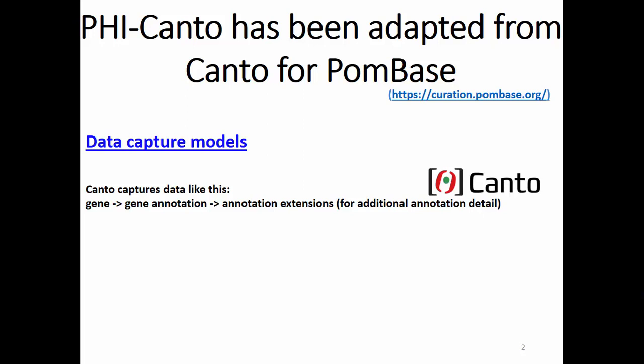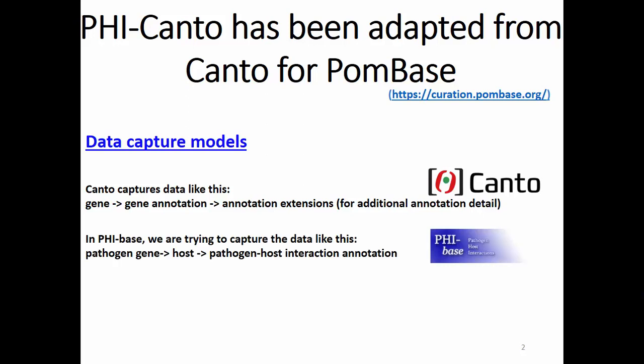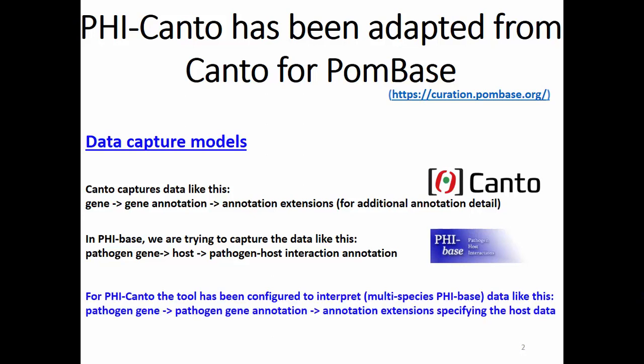Canto captures data like this: gene ID details, gene annotation, such as a phenotype or a GO term, annotation extensions for additional details related to the annotation. In PHI-base, we are trying to capture the data like this: pathogen gene, host, pathogen-host interaction annotation. For PHI Canto, the tool has been configured to interpret the multi-species PHI-base data like this: pathogen gene, annotation, annotation extensions specifying the host data.